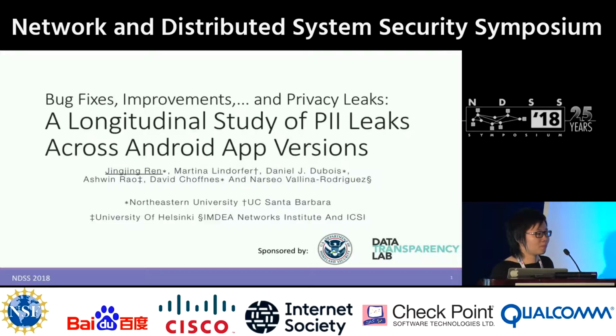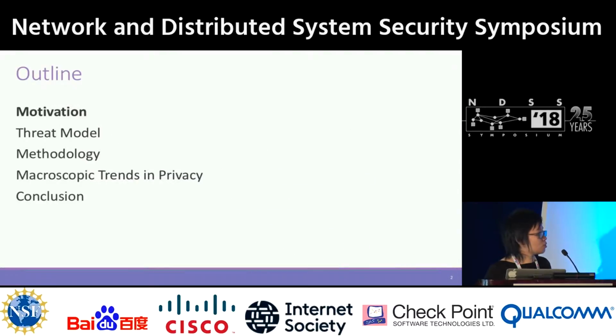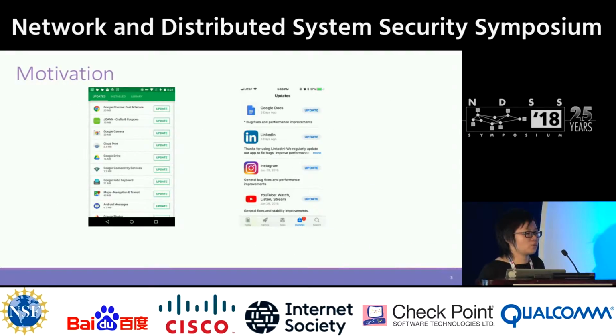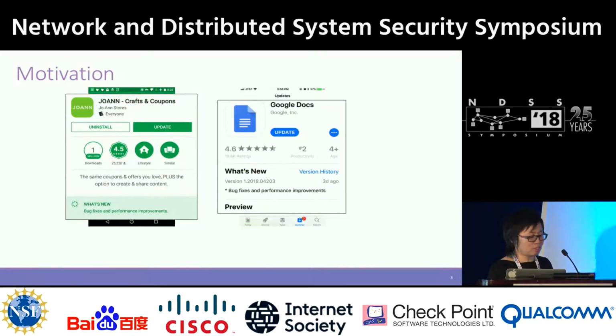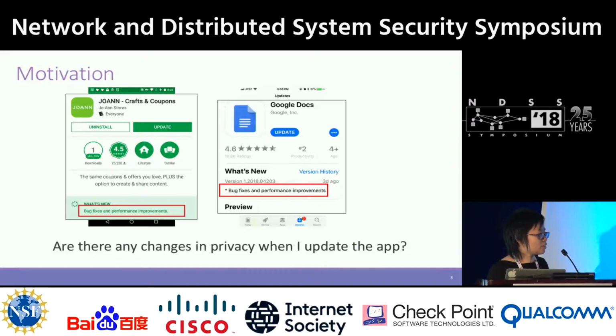Today I will talk about our longitudinal study in privacy leaks across Android versions. So to start, the motivation of our work is that we use so many useful apps in our phones. We are constantly reminded to update them once in a while. And we were told that this is for the benefit of bug fixes and performance improvement. However, I often wonder, is there any privacy change if I update the app?